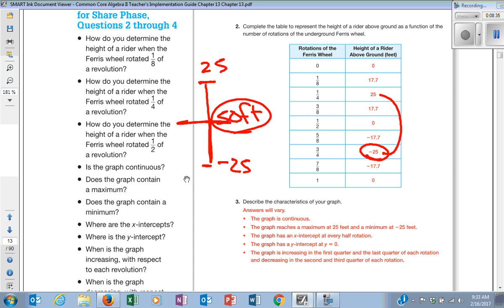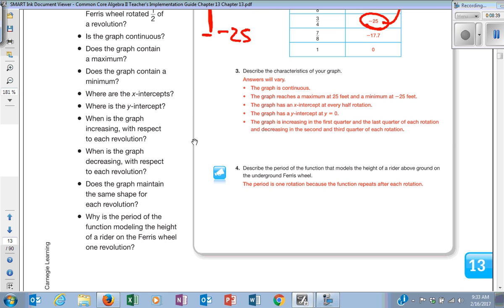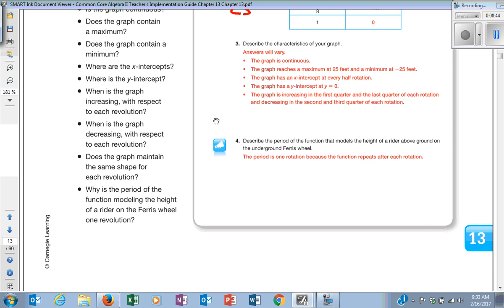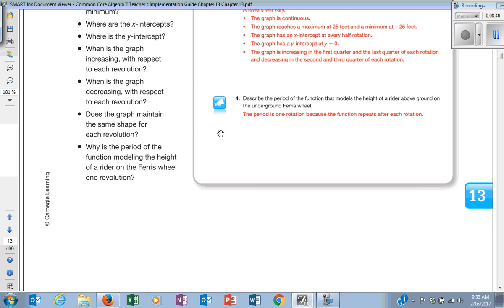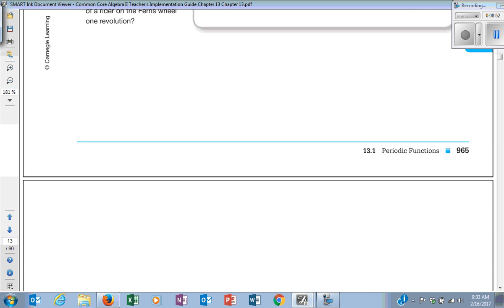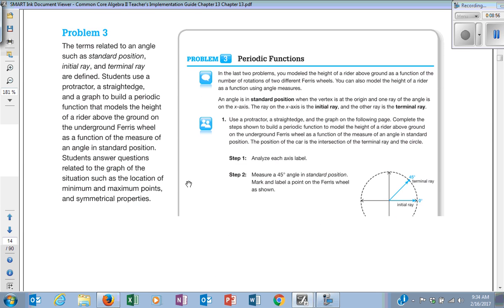This is now underneath. So it's continuous, it reaches a maximum of 25 feet and a minimum of negative 25, and has an x-intercept at every half rotation this time. The period is still 1 rotation, because after 1 rotation the function repeats itself. But we're not always going to be on a Ferris wheel, so please be careful with that.